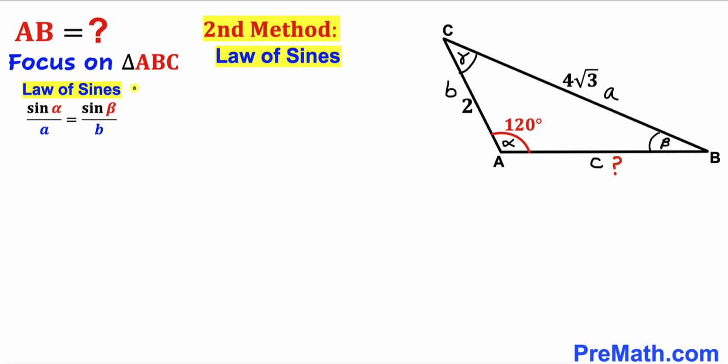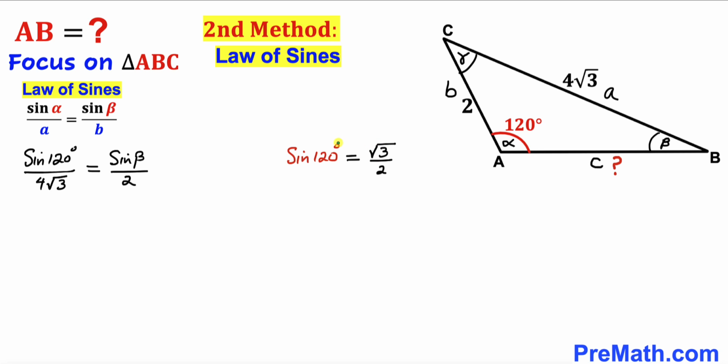And now let's recall the law of sines. Sine of alpha divided by side length a equal to sine of beta divided by lowercase b. And in our case, our angle alpha is 120 degrees. Our side length a is 4 times square root of 3, and our side length b is 2. And this way we can find this angle beta. So let's go ahead and fill in the blanks. So we got sine of 120 degrees divided by side length a, which is 4 times square root of 3, equal to sine of beta divided by 2.